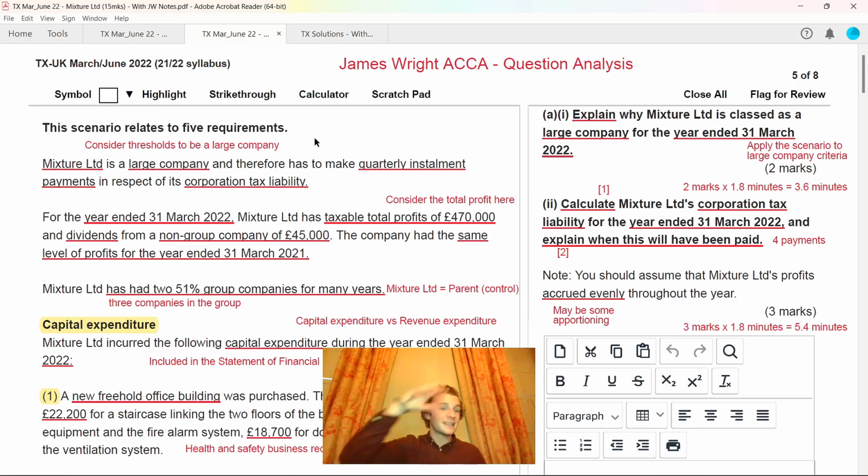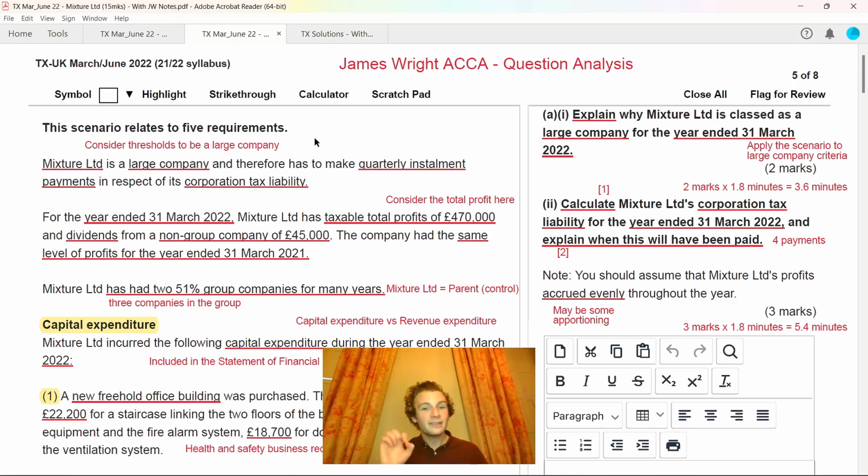If it's A, it's likely to be up at the start of the scenario. The examiner's not trying to confuse you on here, they're just trying to test your taxation knowledge. Because the first one, we're looking at classifying the company as a large company. So Mixture Limited is a large company, and therefore has to make quarterly instalment payments in respect of its corporation tax liability.